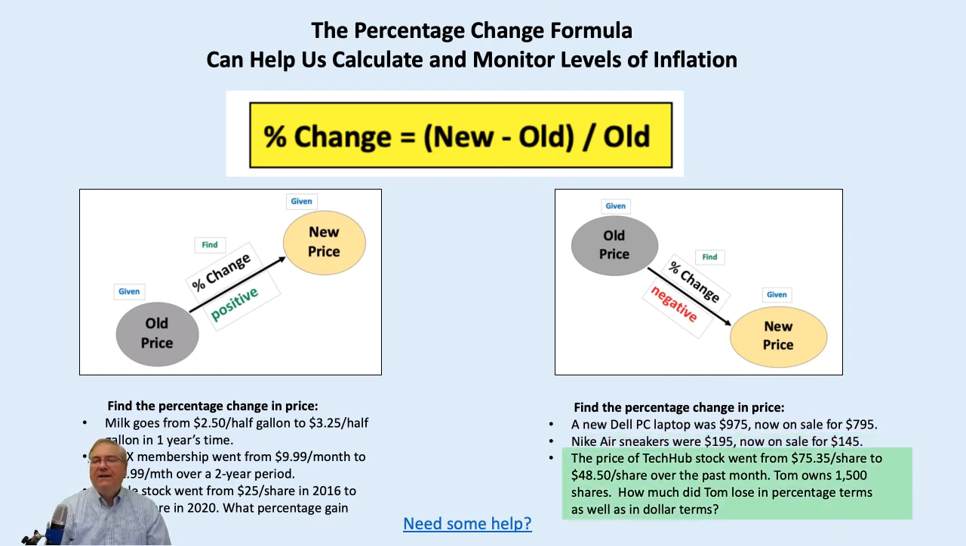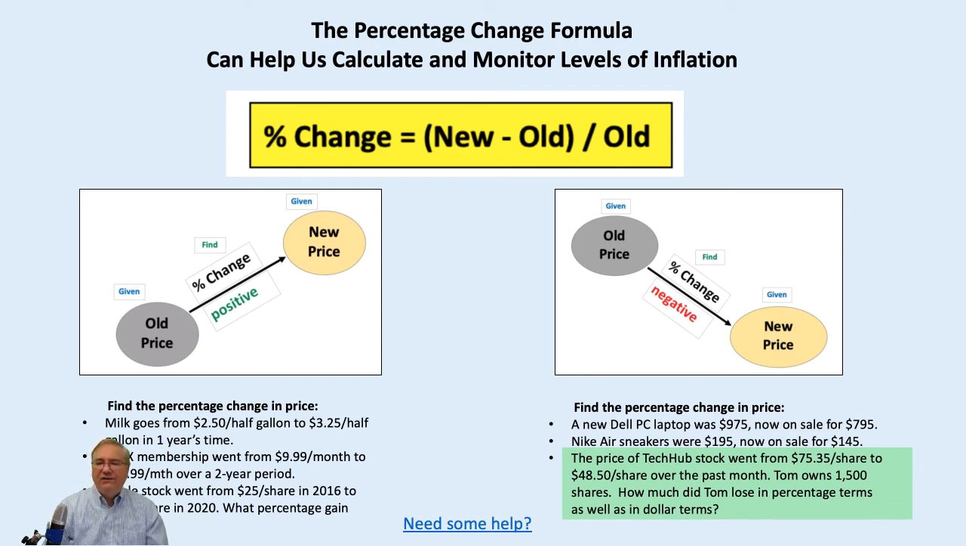But the final question I'd like to do with you is this investment question where the price of this hypothetical stock called Tech Hub stock went from $75.35 a share down to $48.50 a share over the past month. So let's say that Tom owns 1,500 shares of Tech Hub stock. There are two questions to this final problem, and that's how much did Tom lose in percentage terms and how much did Tom lose in actual dollars?